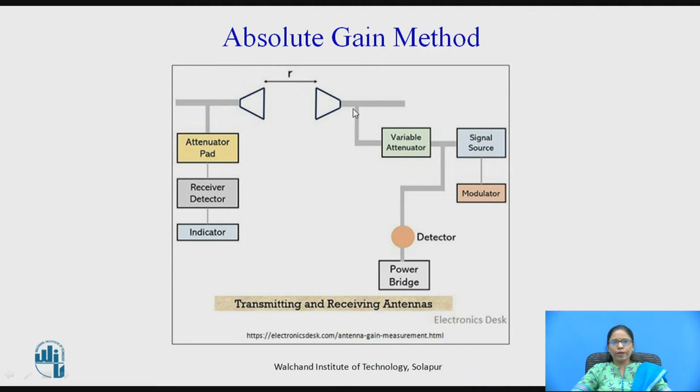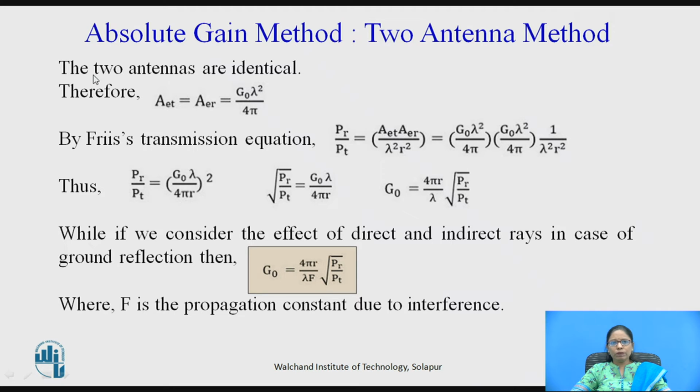Here you can see 2 antennas whose effective aperture areas are the same. One is acting as a transmitter, the other as a receiver. I can say this is the transmitter because here I am using the detector and the power bridge, and here it is an attenuator pad and receiver. This is the receiving section and this is the transmitting section of the antenna. In this method, the 2 antennas used are identical and their effective apertures are equal.